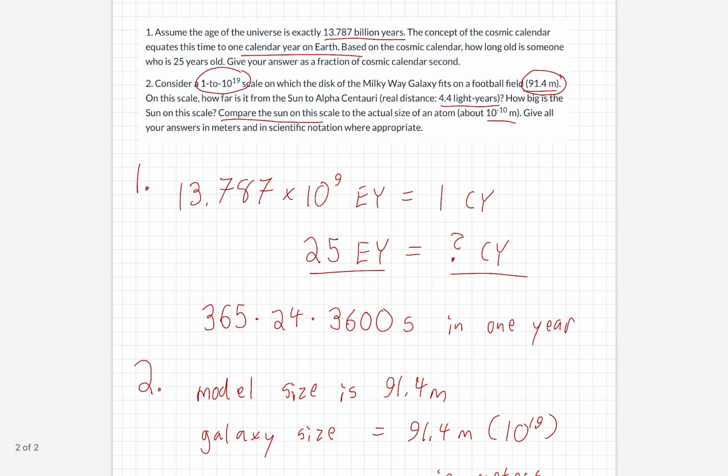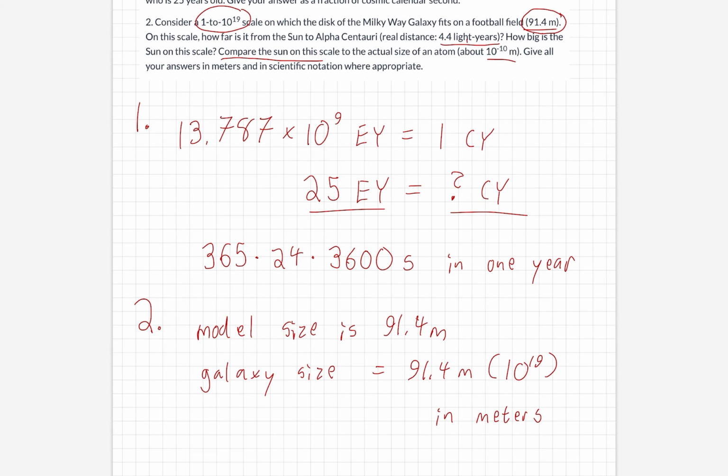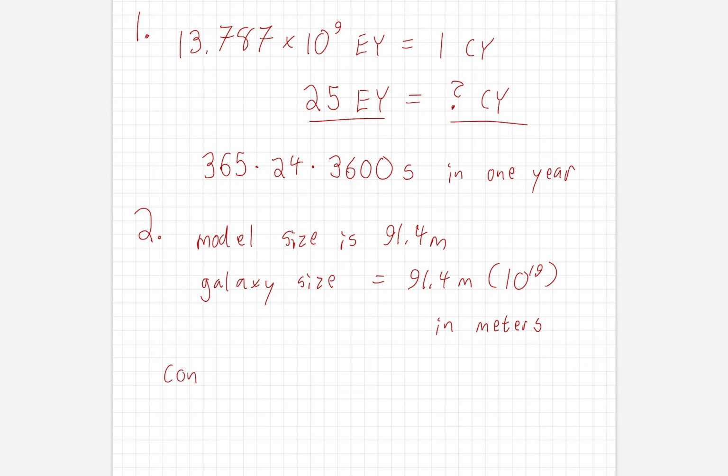So what you need to do then is find out what fraction of that size of the galaxy in meters is this little distance from the Sun to Alpha Centauri, because that's a tiny fraction of the overall galaxy. After all, the galaxy has 100 billion stars in it, so the distance between any two stars is very small compared to the overall size of the galaxy. Now I give you that real distance as 4.4 light years. What you want to do is convert that light years to meters.